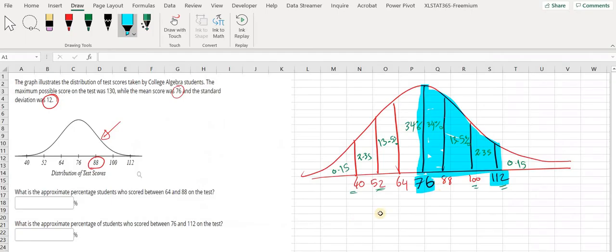So the first one is right. The second one, I'm just going to add all of these percentages. So this is equal to 34 plus 13.5 plus 2.35. So the answer is 49.85. I'm going to copy that.